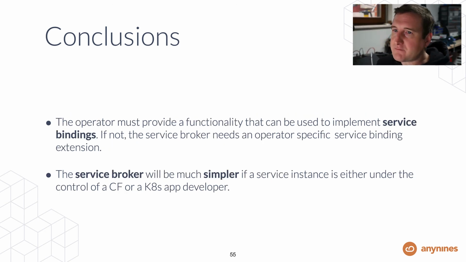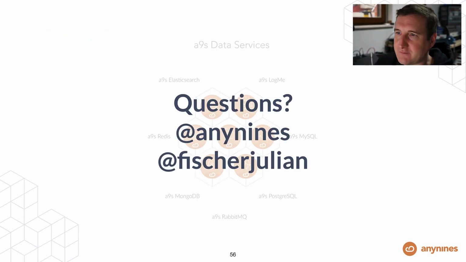The operator must provide functionality that can be used to implement service bindings. If not, the service broker needs an operator-specific service binding extension. So this is what we call the SPI in the earlier diagram, which would be a plugin to the service broker that knows how to create, for example, a database user. And the service broker will be much simpler if a service instance is either under the control of a Cloud Foundry application developer or a Kubernetes app developer.